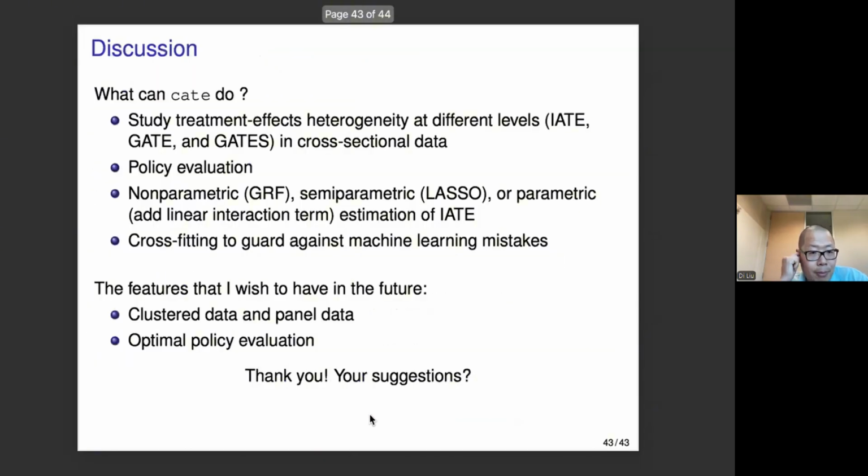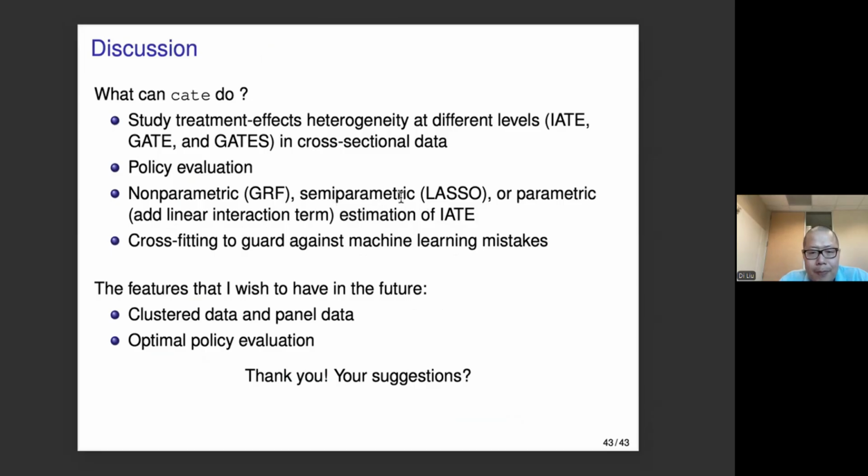So I want to make a summary. Time flies. So what can CATE do? We can use CATE to study treatment effect heterogeneities at different levels, of course only in cross-sectional data. We can also use CATE for policy evaluations, and because CATE uses the generalized random forest, GRF, it's non-parametric, and it also allows high-dimensional controls.